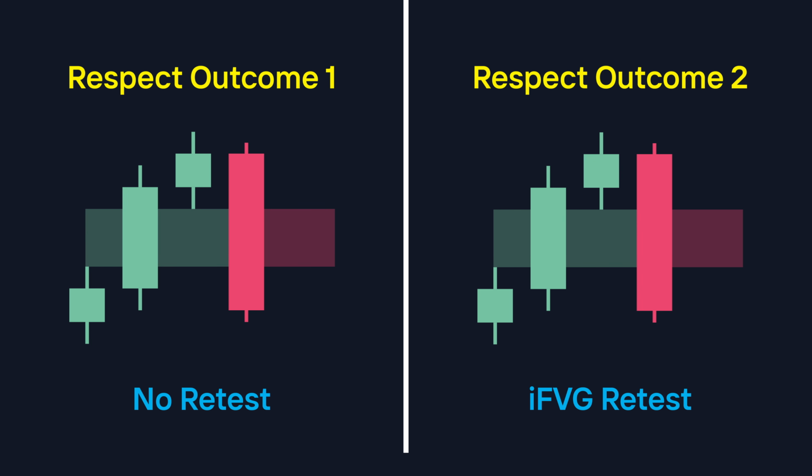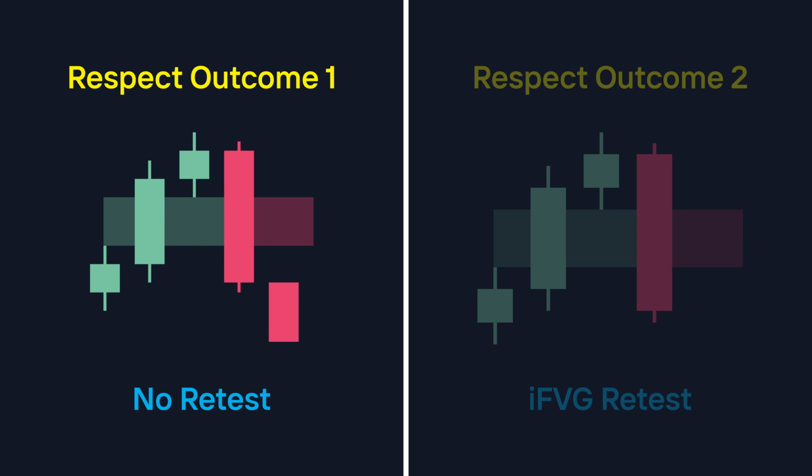When it comes to iFVGs, there are two different potential outcomes that we can anticipate from the market's price action, while still respecting the iFVG. The first outcome would involve the market simply continuing the move further in the reversal direction, without creating a retracement back into the iFVG. And this would show that the market reversal is so strong that it doesn't even need to return back to the iFVG for the extra volume needed to continue the move down.